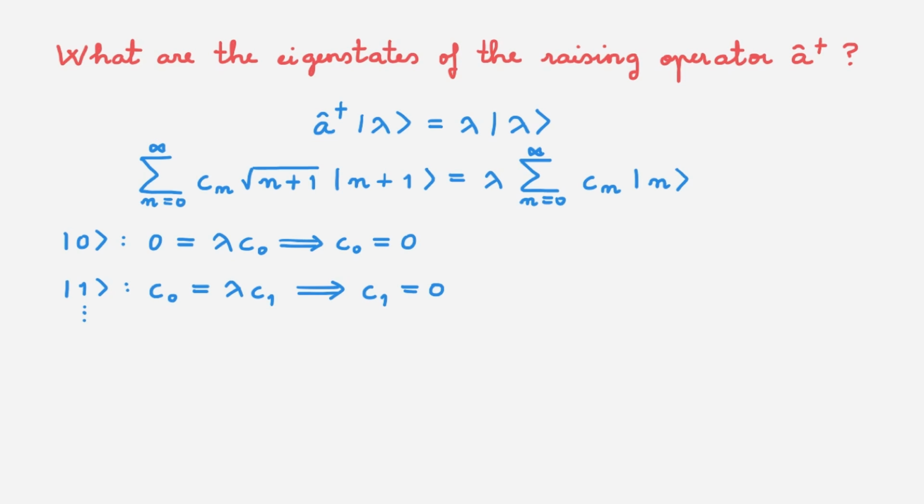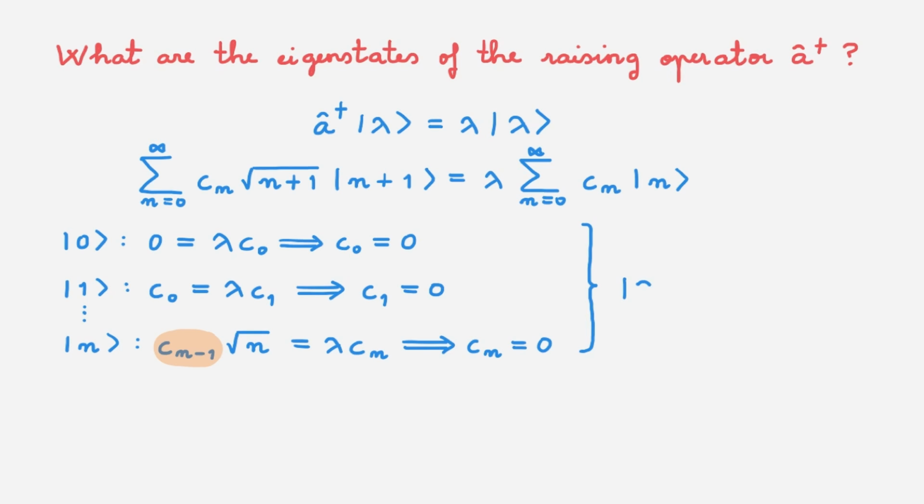Repeating this argument for all terms, we get that for the nth excited state, the equation looks like this. And as the previous step showed that Cn-1 vanishes, this implies that Cn also vanishes. We therefore conclude that the eigenvalue equation for the raising operator will only be true if all expansion coefficients are 0. This implies that the only solution is one for which the eigenstate is equal to 0, and this means that the raising operator has no eigenstates.